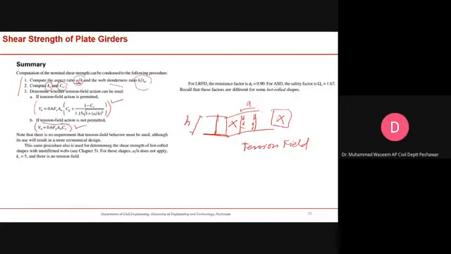Now compute the aspect ratio and the slenderness ratio. Compute KV and CV. Determine whether the tension field action can be used or is it possible. Then calculate the shear strength using this equation. If the tension field action is not permitted, then use this equation.